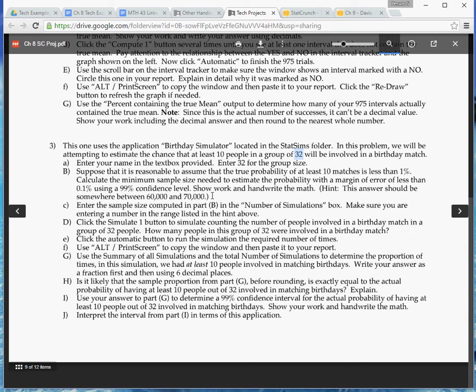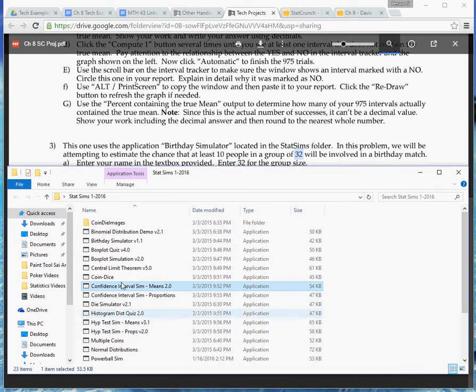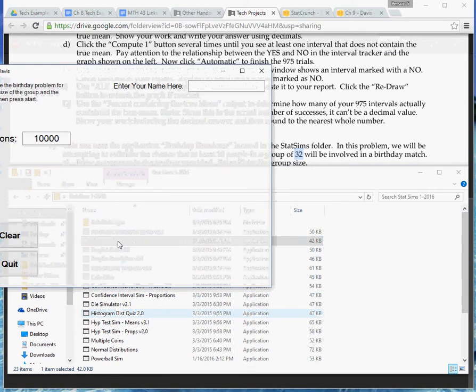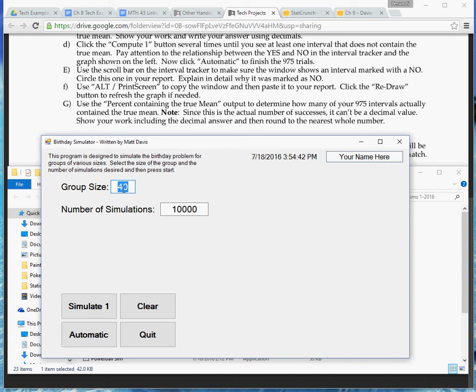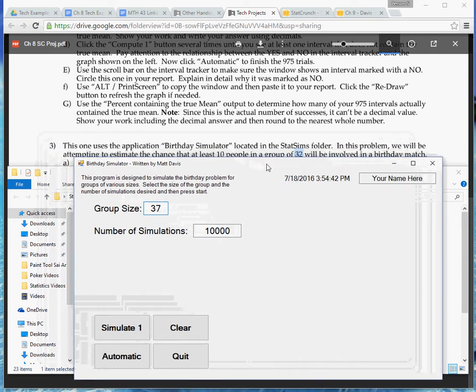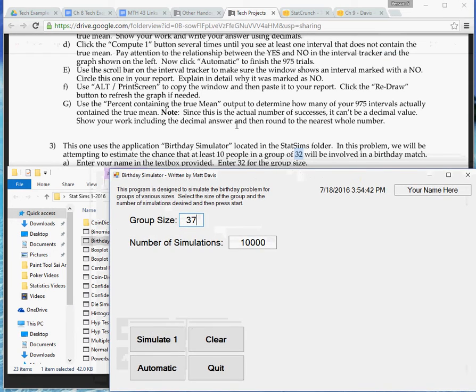So we want to open up that sim and enter our name in the text box and put in our group size, which again I'll do 37. It is the birthday simulator that we're going to use. Put your name here. Change the group size from 40 in your case to 32. I'll do 37. Entering 10,000 for the number of simulations should be fine. That's getting us started. So let's go ahead and see what's next.